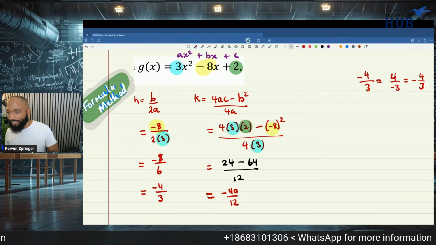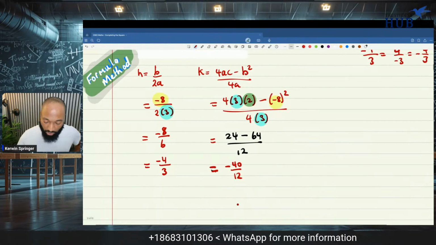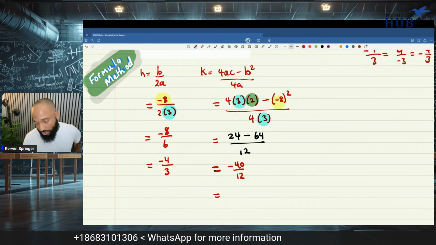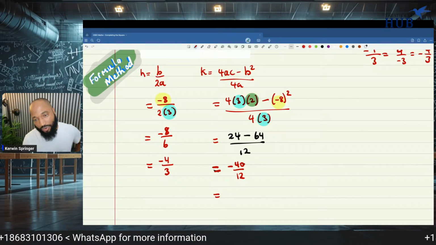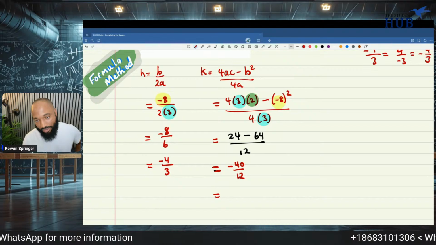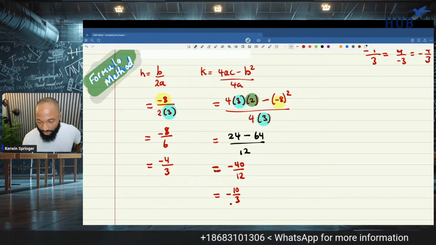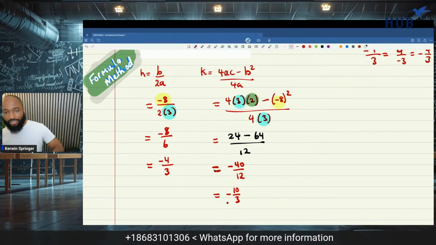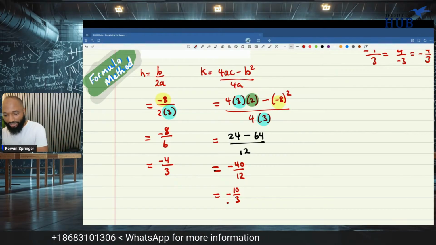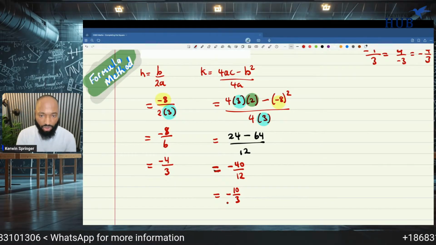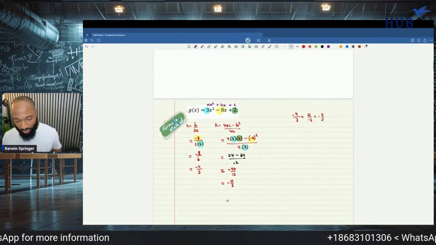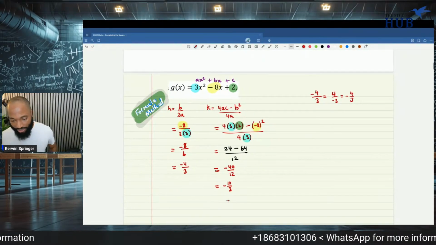Negative 40 over 12. You can check the math out in your calculator. I think it's good. And negative 40 over 12 can be reduced by dividing both numerator and denominator by 4. 4 into 40 is 10, and 4 into 12 is 3. So you get negative 10 over 3, which is the same answer that Natalia is saying there. Natalia is on a roll. Well done, Natalia.